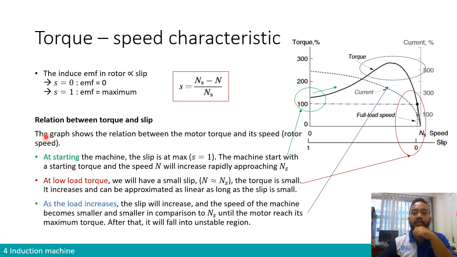So when you start the machine, of course, you have your rotor at time t equals 0. It is stationary, not moving. Therefore, we have a maximum slip equal to 1. So at starting, you will be placed here. The slip is at maximum, s equals 1. The machine starts with a certain torque, which is what we call the starting torque. And then when you start, of course, the rotor is going to catch up with the synchronous speed. Therefore, the slip is going to move towards 0.